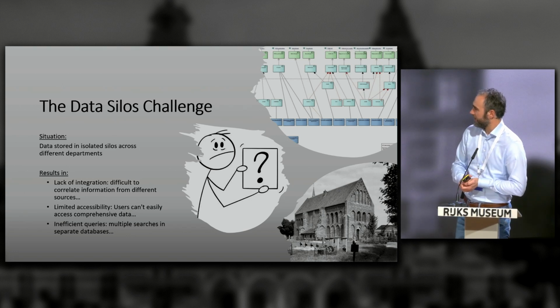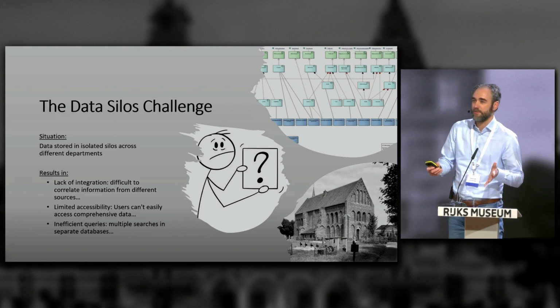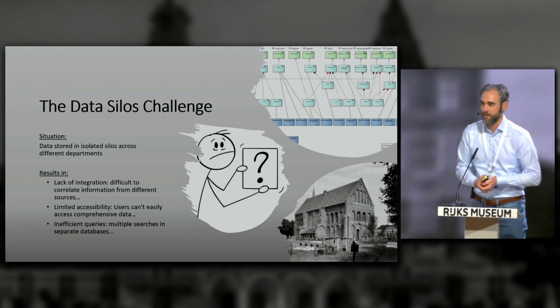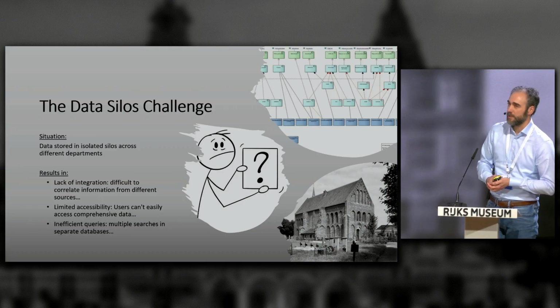So when I came to work at the RCE a couple of years ago, I asked the question, where can I find all information about this church? And we couldn't really answer that question, because it was stored in different silos, with different kind of data models, different kind of metadata. So we couldn't really answer that question. We still really can't, but we're working towards answering this question.